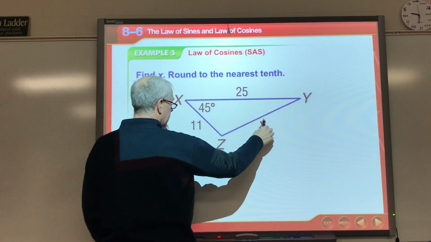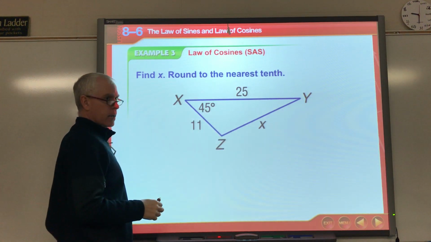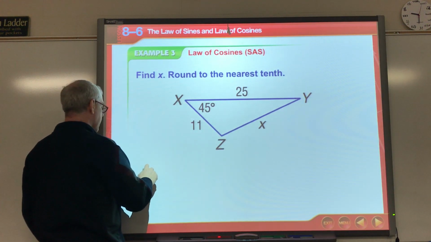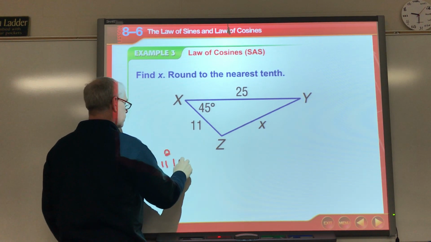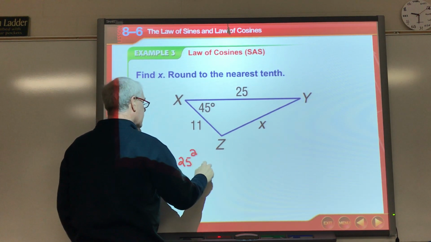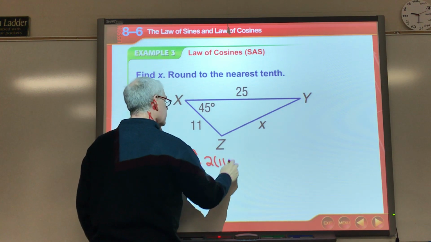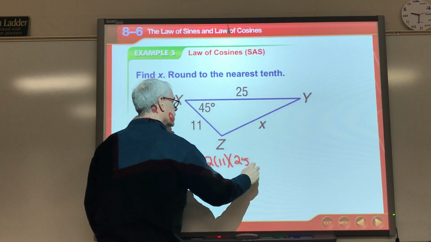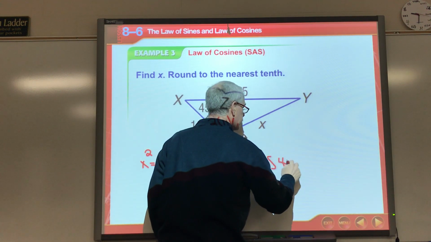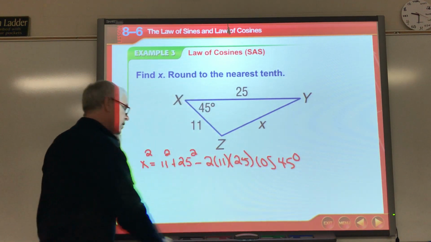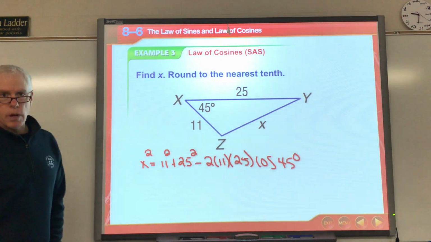So I'm missing the x, and the x is opposite the known angle, so that's going to be on the left side. I'm going to write x squared equals 11 squared plus 25 squared minus 2 times 11 times 25 times the cosine of the angle opposite that. So that's what the law of cosines is going to look like.